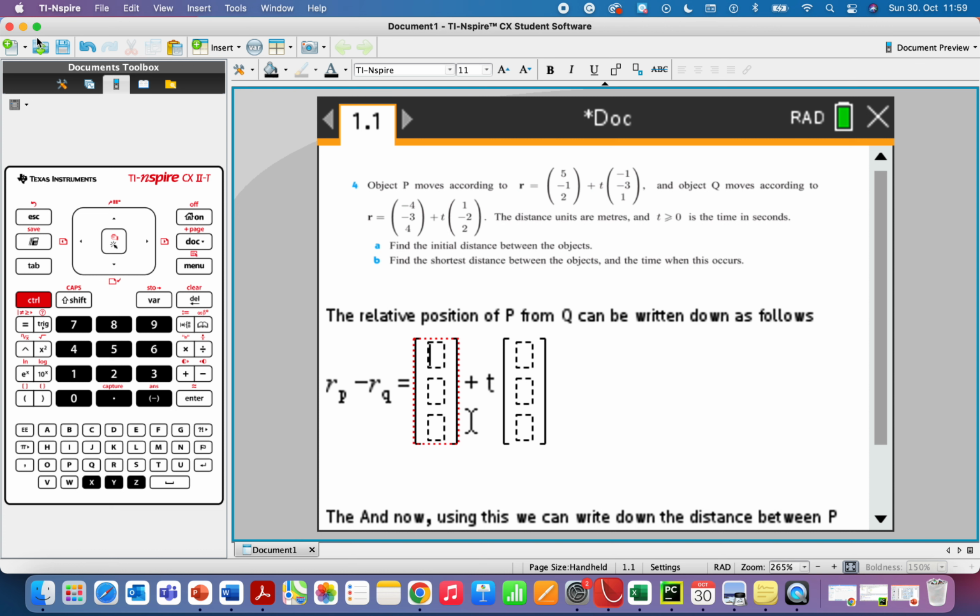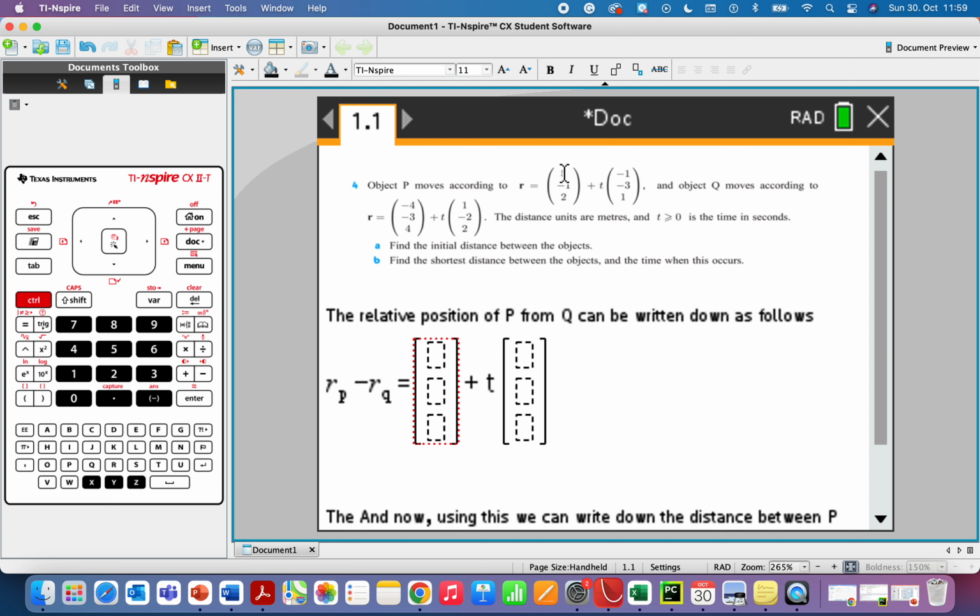So before we answer part A, let's just write down a single equation. And I've got it here ready to go. The relative position of P from Q. I don't suppose it matters which way around, the relative position of P from Q or Q from P. So we just want to find an equation that tells us the relative positions of the two objects from each other, and that's a simple subtraction. Okay, so let's go ahead and do that.